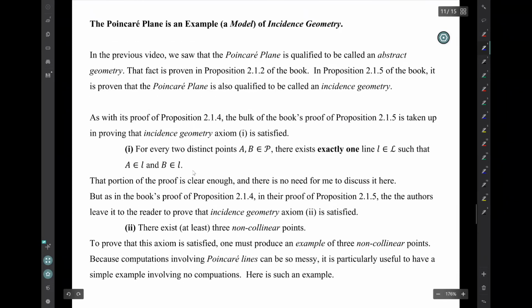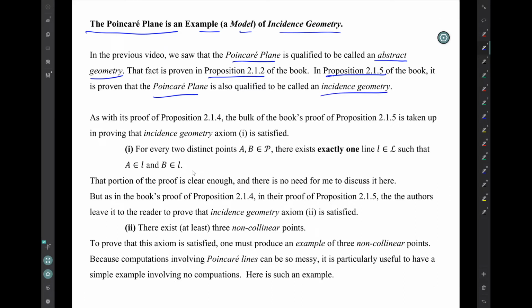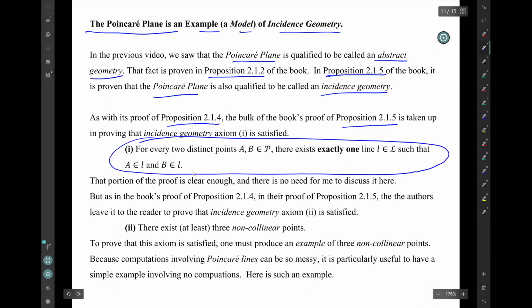Let's go on. The Poincare plane is also an example, that is a model of an incidence geometry. Now, in the previous video, we discussed the fact that the Poincare plane is qualified to be called an abstract geometry, and the fact that the book proves that in Proposition 2.1.2. In book Proposition 2.1.5, it's proven that the Poincare plane is also qualified to be called an incidence geometry. And as with the book's proof of Proposition 2.1.4, the bulk of their proof of Proposition 2.1.5 is taken up in proving that Axiom 1 is satisfied.